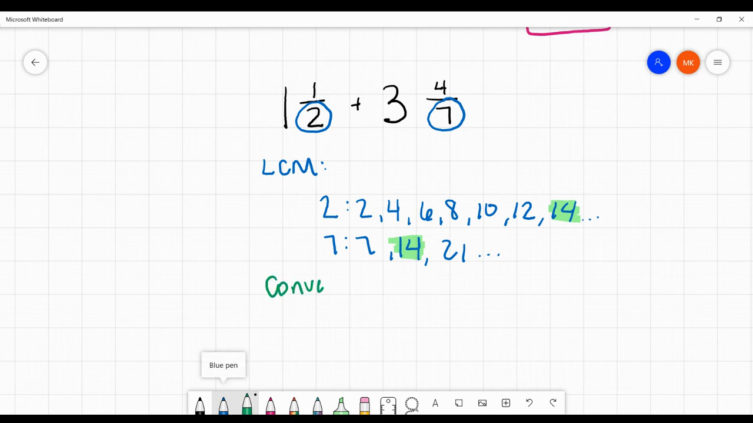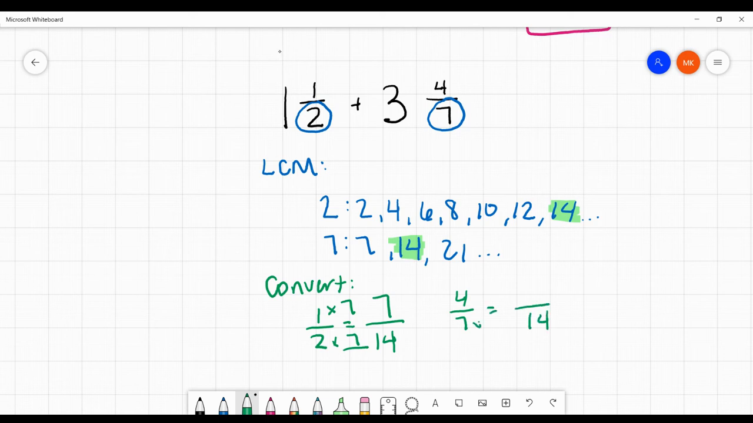Now with mixed numbers, as I'm converting the fractions, I can just kind of ignore these whole numbers out front. So I want to convert 1/2 to have a denominator of 14. 2 times what equals 14? That is 7. 1 times 7 is 7. I do the same to 4/7. 7 times what equals 14? That is 2. 4 times 2 is 8.